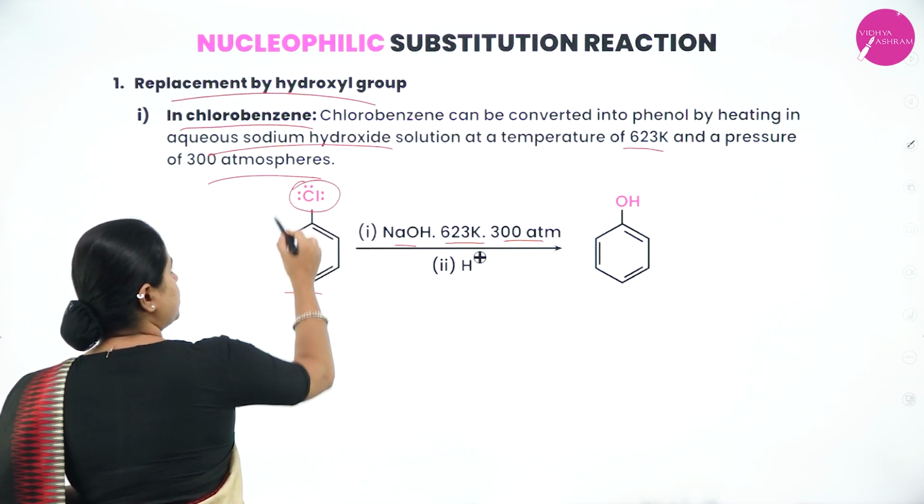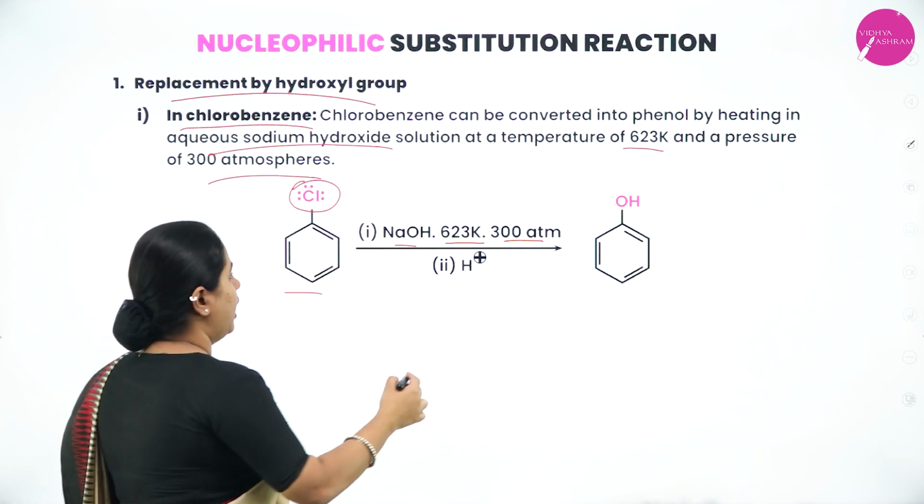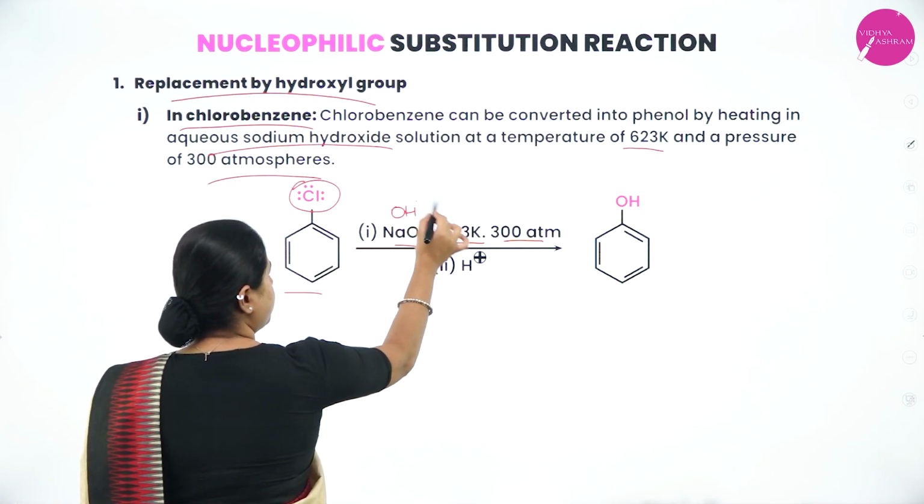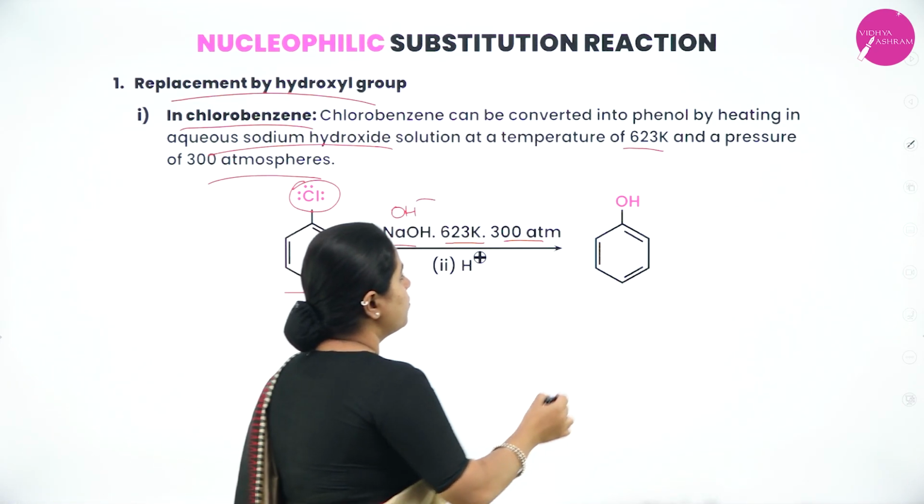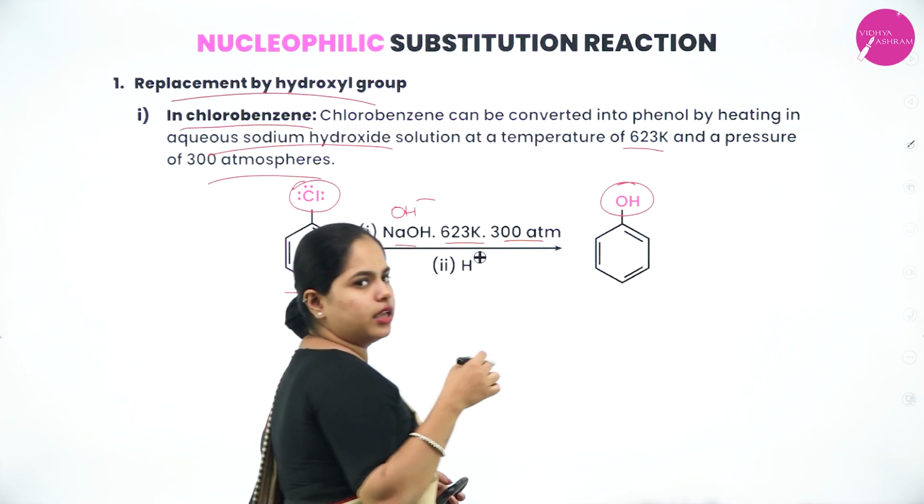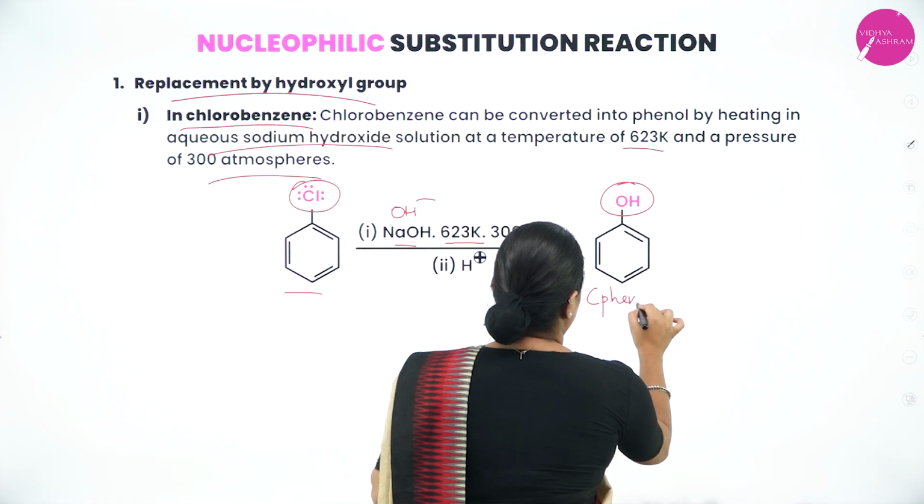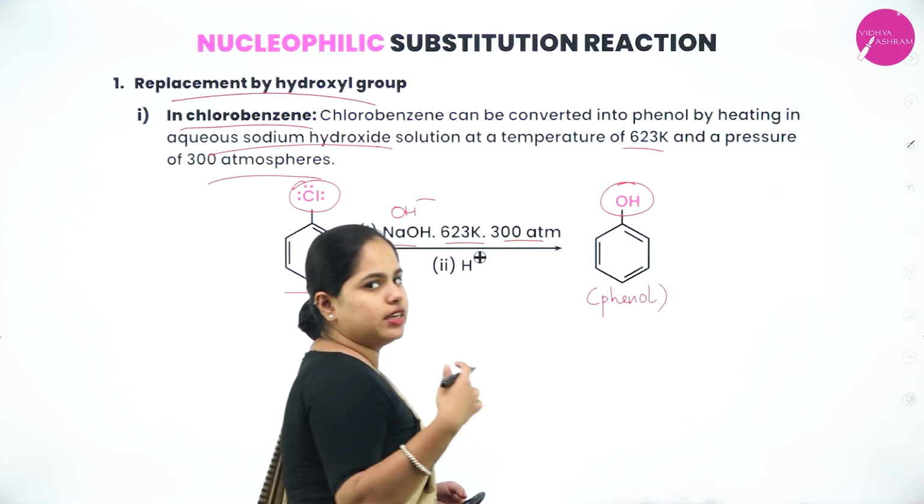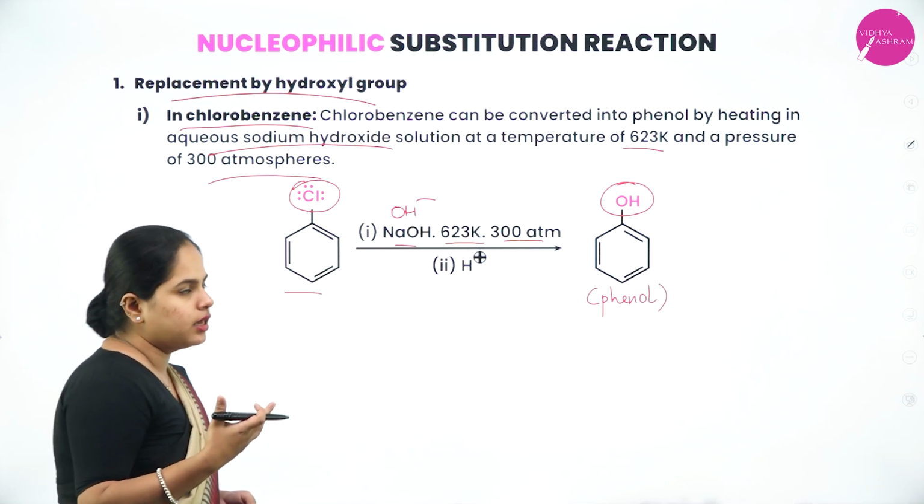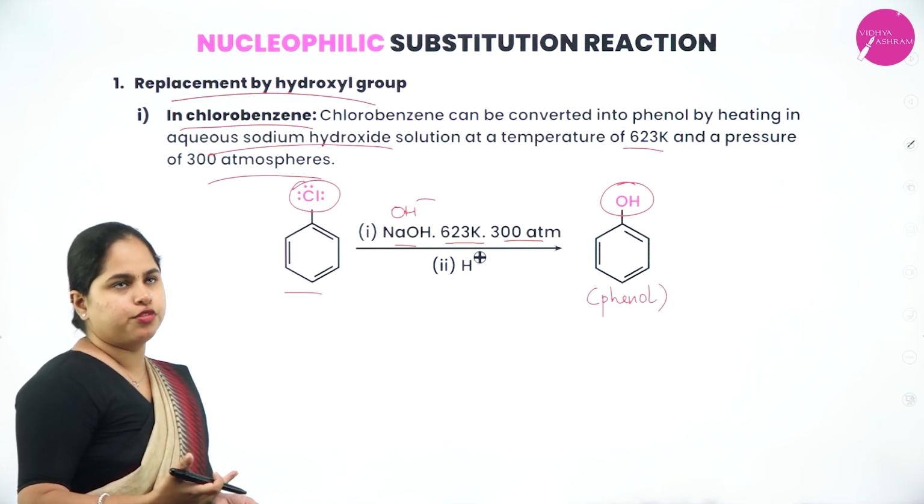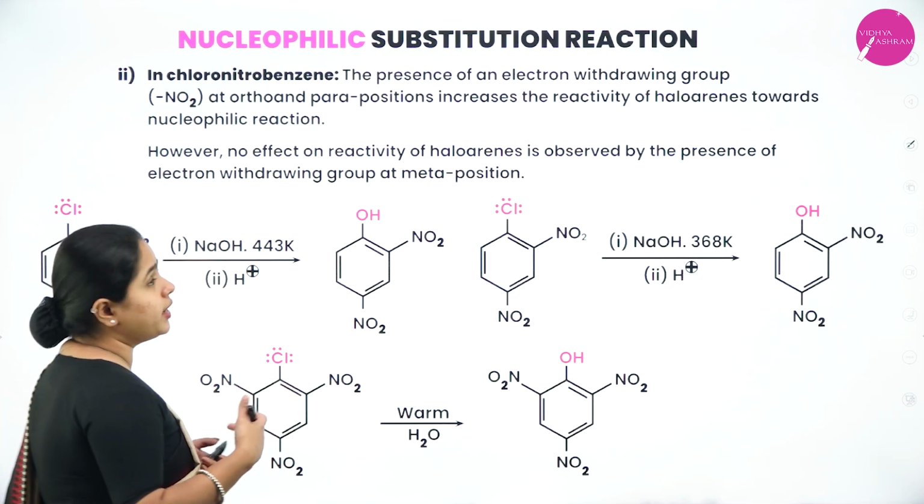The halogen will be replaced by the nucleophile. As we are using NaOH, what is the nucleophile here? OH, right? So phenol will be formed. On the benzene ring, you have OH, that is called as what? Phenol. So in the case of chlorobenzene, when it is reacted with sodium hydroxide at the given temperature and pressure, you get phenol. Next one is chloronitrobenzene.